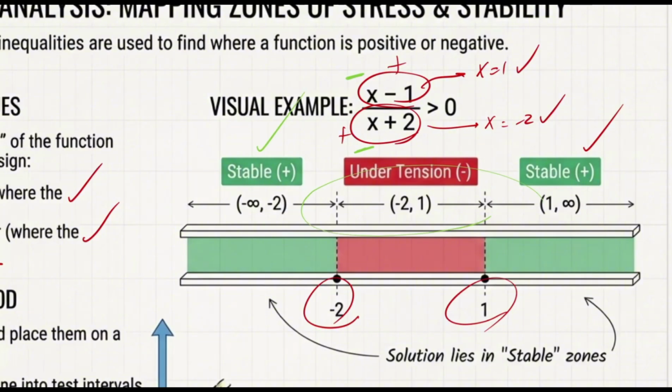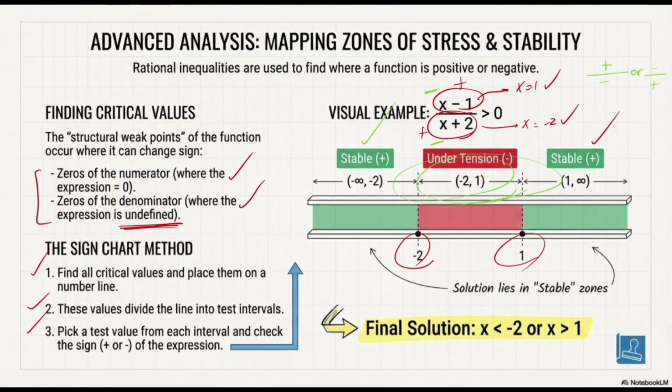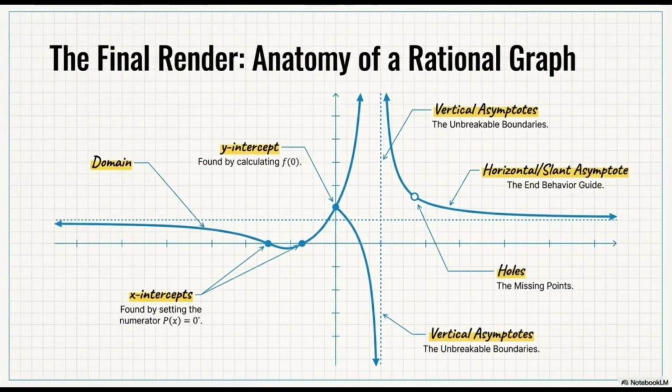But what would happen between? At this point, if I put any number between negative 2 and 1, I will have a positive divided by a negative. So at the end of the day, this one is going to be negative itself, and the final solution would be all of the numbers smaller than negative 2 or bigger than 1.